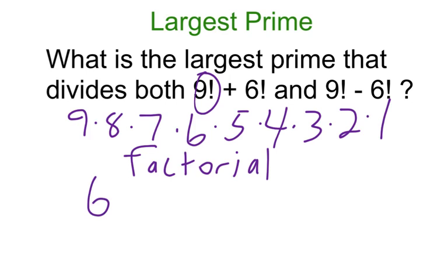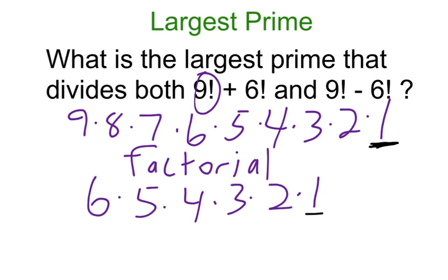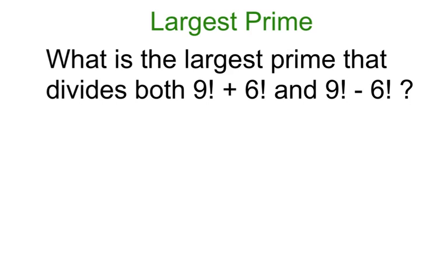And 6 factorial would mean 6 times 5 times 4 times 3 all the way to 1. So the last number for a factorial is always 1. It's just repeated multiplication. All right, so now that we know what factorials are, we can simplify this question a little better.